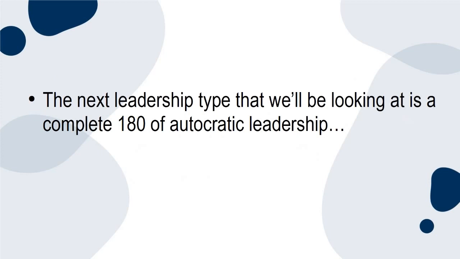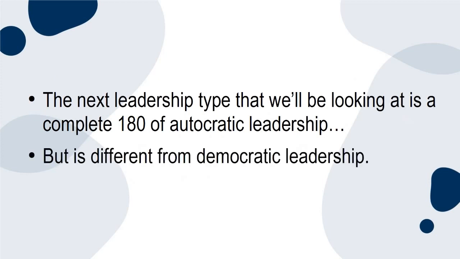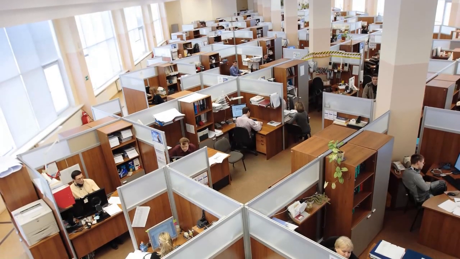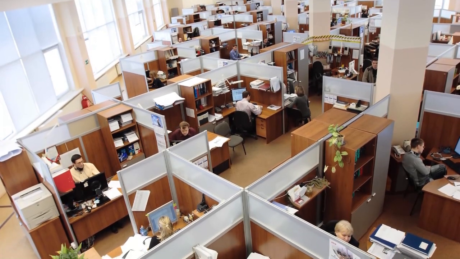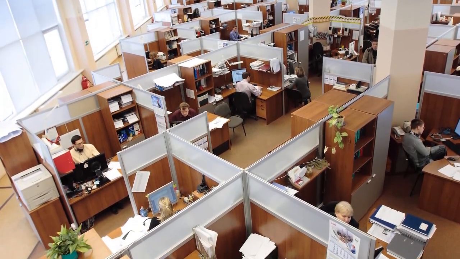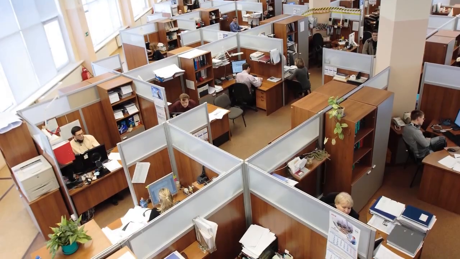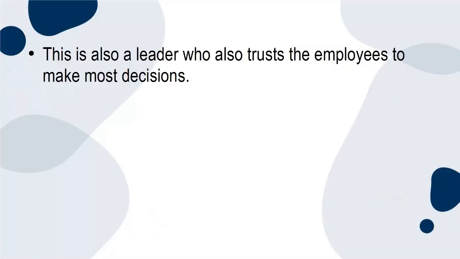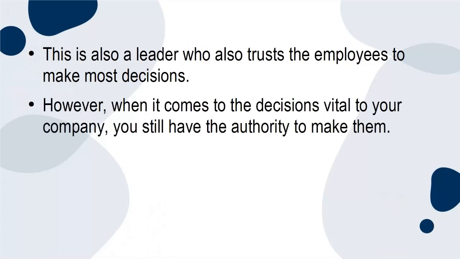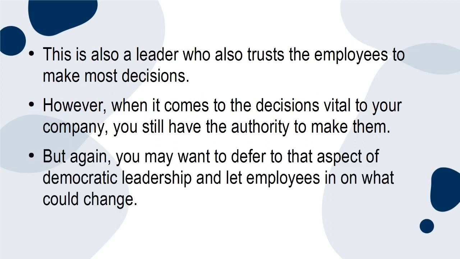The next leadership type that we'll be looking at is a complete 180 of autocratic leadership, but is different from democratic leadership. If you're someone that places your trust in employees to get the job done without any kind of guidance, you may be a laissez-faire leader. This is also a leader who trusts the employees to make most decisions. However, when it comes to the decisions vital to your company, you still have the authority to make them.